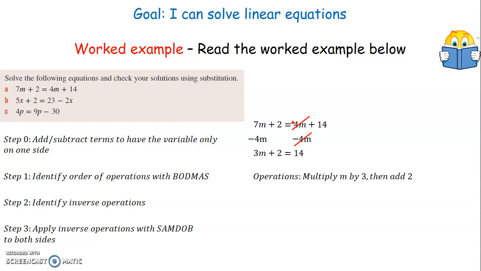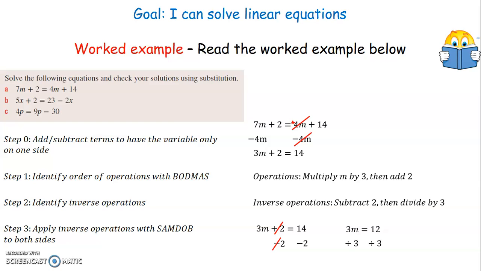So we see here the operation is going to be multiply by 3, then add 2. Okay, the inverse operation is then going to be subtract 2, then divide by 3. And we're just going to go through this quickly here. So subtract 2 from both sides. Going to cancel out the 2. So we have 3m on the left, and 14 minus 2 is 12 on the right. Then divide by 3, cancel out the 3. So you've got m on the left and 12 divided by 3 is equal to 4 on the right.